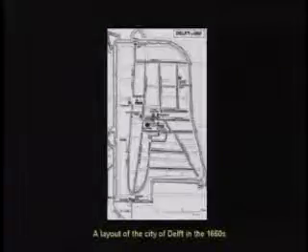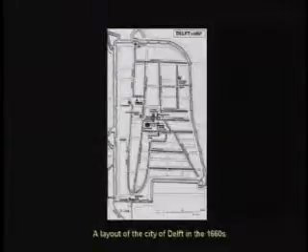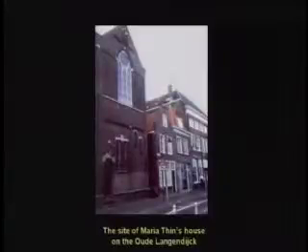I want you to look at two more things. I want you to see a layout of the city of Delft in the 1660s, so you can see how the streets looked at that particular time. It's just a very small village. You can walk from one end of it to another in very few minutes. And then if we look at the next photograph, you'll see the site of Maria Thins's house on the Oude, and Oude means old, Langendijk. That's the name of the street, and that house is still there.